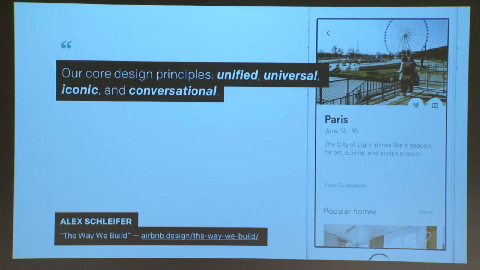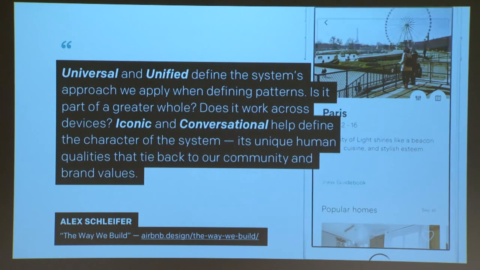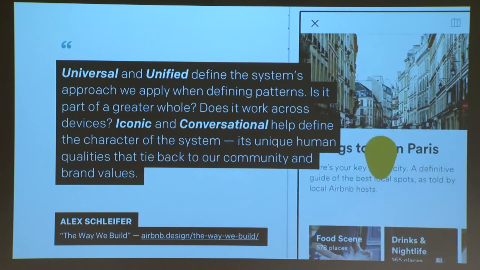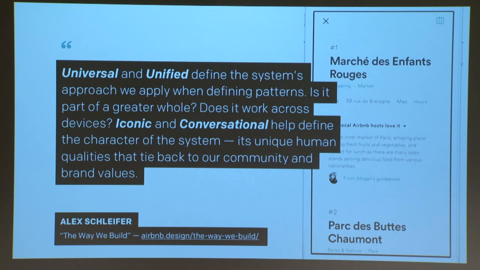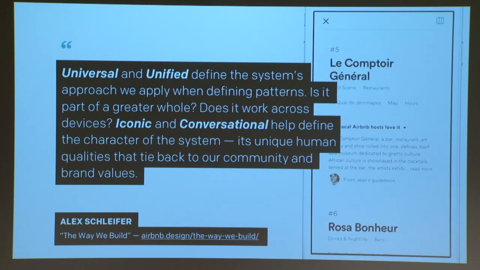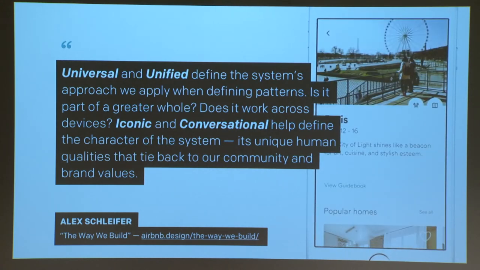Airbnb talks about their core design principles as solving a similar problem, although they have different principles internally, which are unified, universal, iconic, and conversational. Unified and universal, at least for them, define the system's approach that they apply when defining patterns. Does it feel part of a greater whole? Does it work across devices? Iconic and conversational, however, help define the character of the system for them. It's unique human qualities that tie back to their community and brand values.